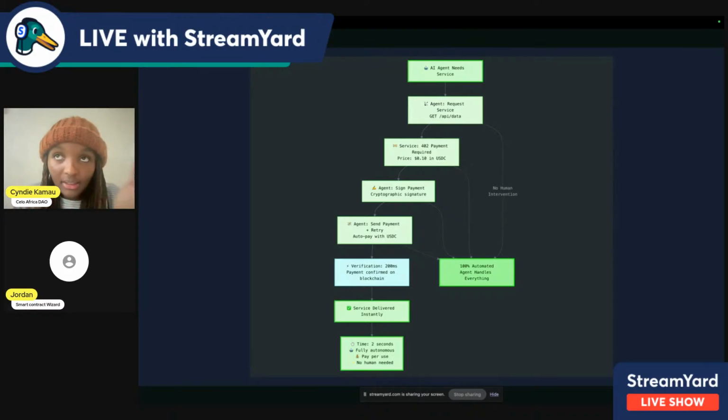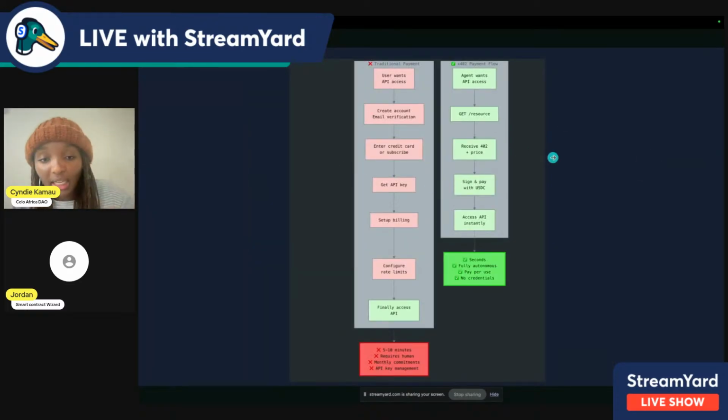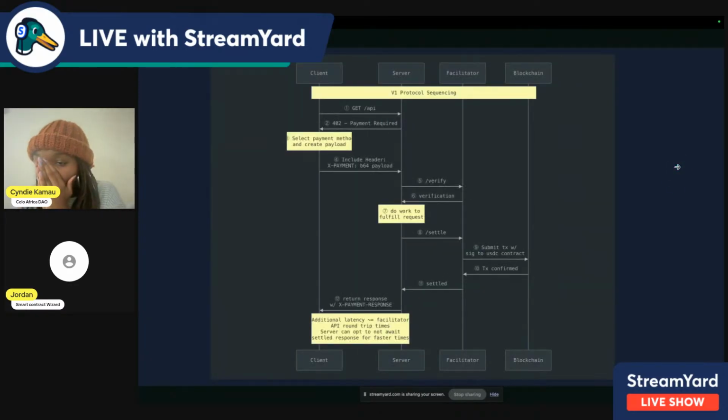Okay, let me authorize. And it signs, and then it sends the request that it sent here with a header that has the signature. The facilitator verifies this signature is correct, the money is there in the wallet address, and all these things. And then after that verification and settlement, it gets the service that it needed. So now we have no human intervention. It's 100% automated. And this is just the comparison of the process with traditional payment and the x402 payment flow, right? And like I said, with the architecture, it's just a bunch of requests and responses, right?